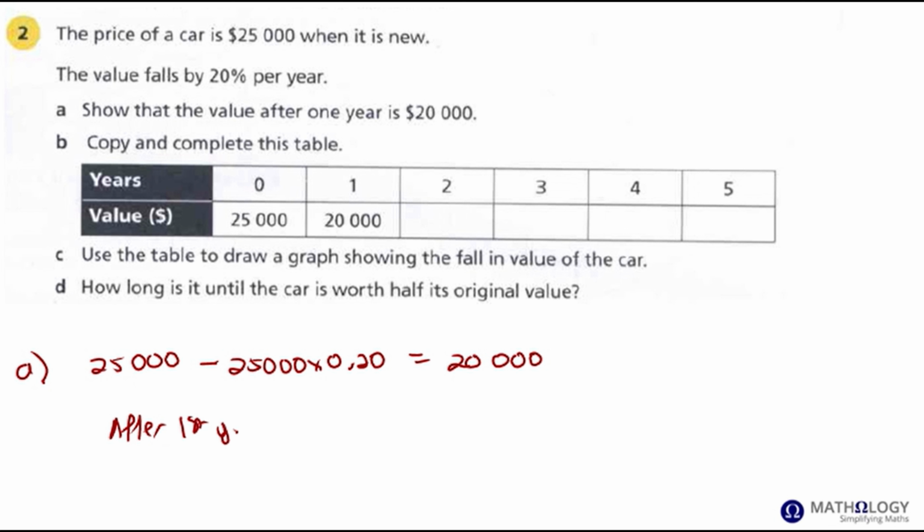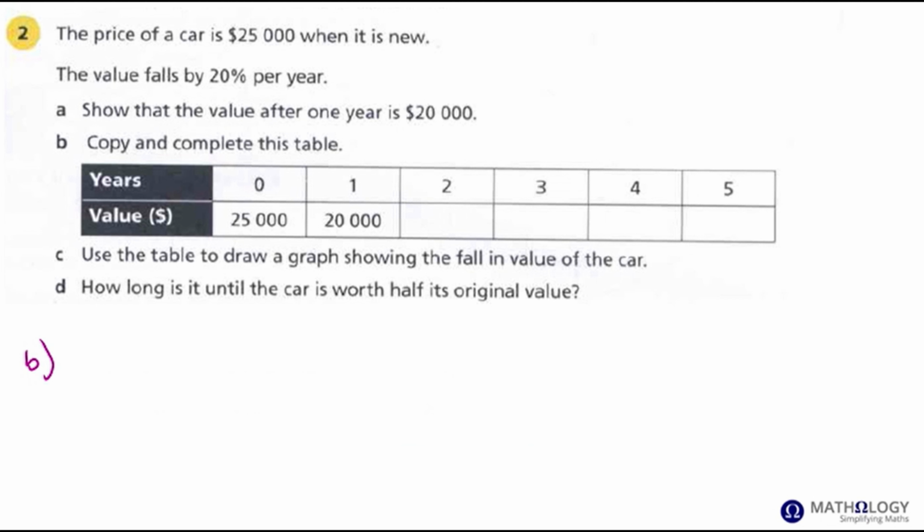Another way of doing this is if the value of the car falls by 20% each year, then after the first year, the car is worth only 80% of the value of the car when it was bought new. So 25,000 times 0.8, not surprisingly, also gives you 20,000. So however you want to work it out, you can use either of those two methods. When the car is bought, that's $25,000. After year one, it's worth 20,000.